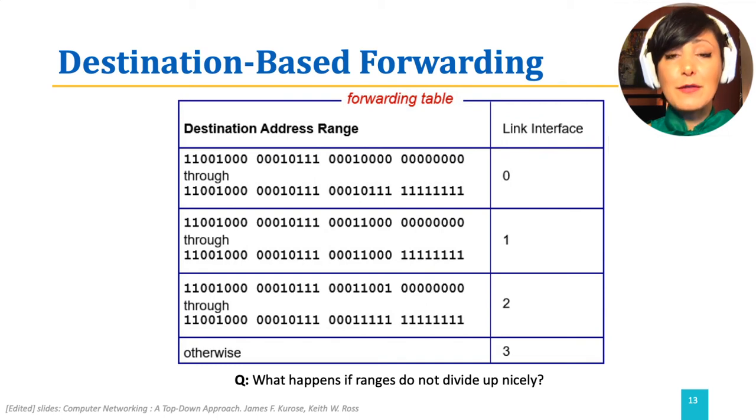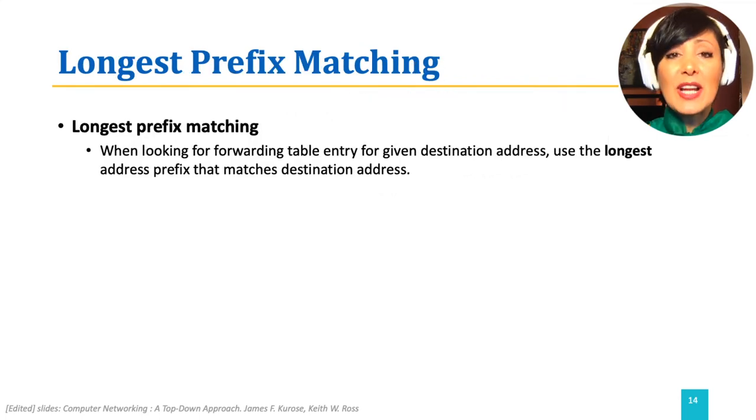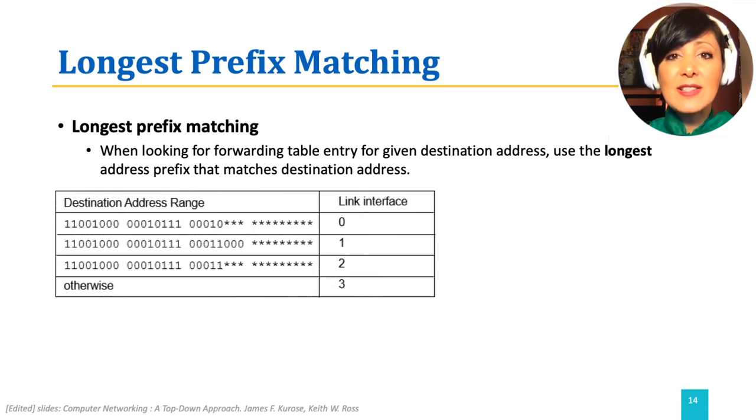What happens if ranges do not divide up nicely? This actually happens quite a lot, as the ports are facing networks with different ranges of supported addresses. What is used in traditional destination-based forwarding tables is longest prefix matching. In longest prefix matching, when checking the destination address of a packet against the forwarding table entries, we look for the entry with the longest specified address that matches with the most number of bits with the target address.